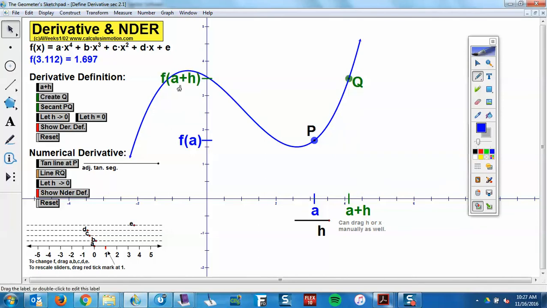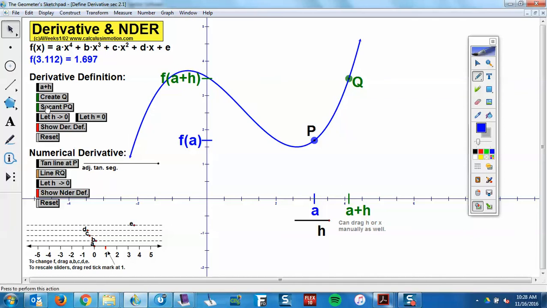Okay, and then does everybody understand this right here? F of A plus H, that'd be the y value of my second point. It'd be like the F of B, right? So what I have here is A and B and F of A and F of B, but instead of calling it B, I'm going to call it A plus H. Kind of like on that spreadsheet, I had A plus 0.001, right? Makes sense? That's my second point.